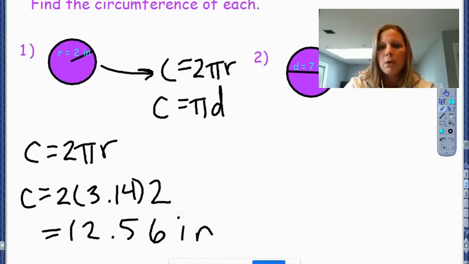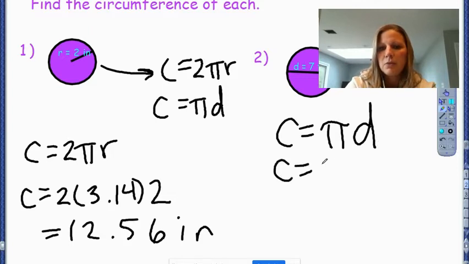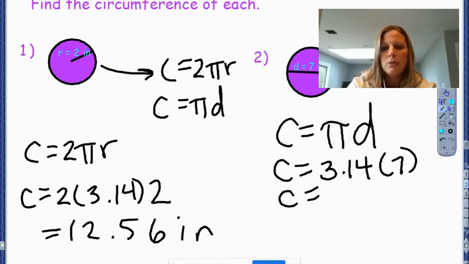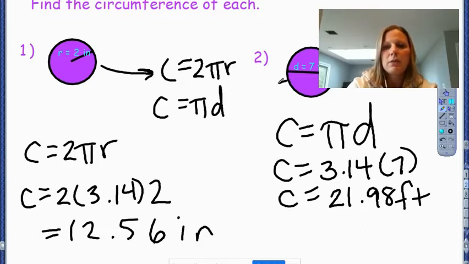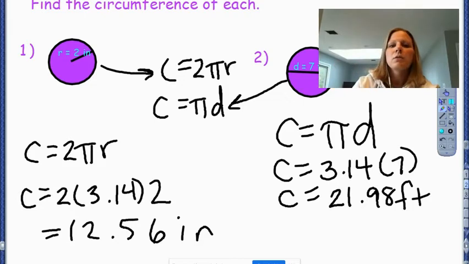Now, on this problem, we are given the diameter. So I'm going to use c equals pi d. C equals 3.14 times 7. I get 21.98 feet. Okay, so I use this formula. So you need to make sure that you look to see if your question is giving you the radius or the diameter.